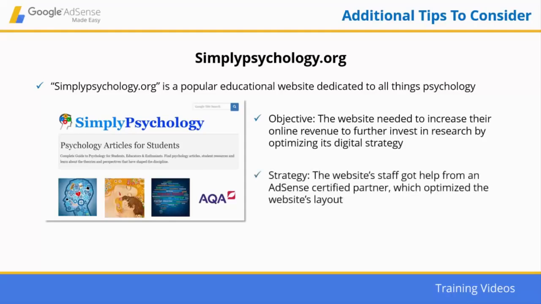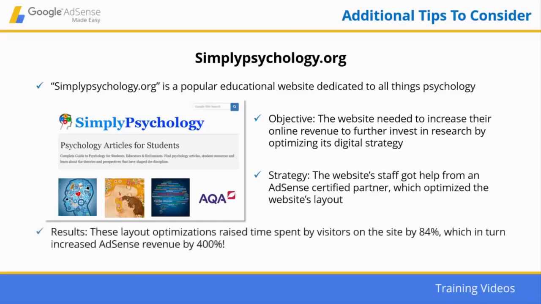Strategy: The website's staff got help from an Adsense certified partner, which optimized the website's layout. Results: These layout optimizations raised time spent by visitors on the site by 84%, which in turn increased Adsense revenue by 400%.